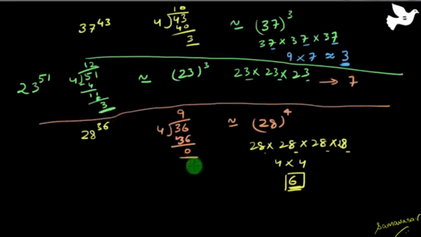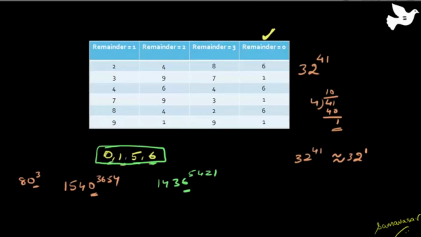You only need to remember that if you get the remainder as 0, you will not take raised to the power 0, you will take raised to the power 4. And just to remind you, this rule is valid for when the unit digit is 2, 3, 4, 7, 8 and 9. Because for the other ones, 0, 1, 5 and 6, anyways you will only get these digits in the unit digit.